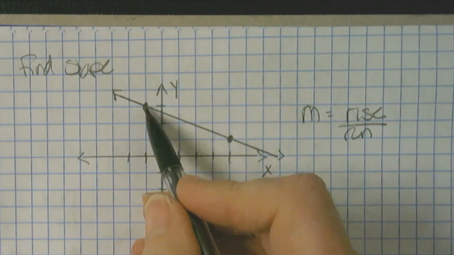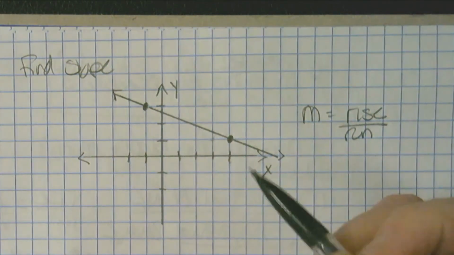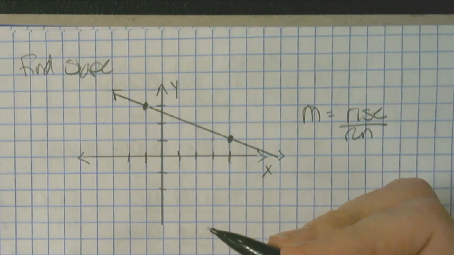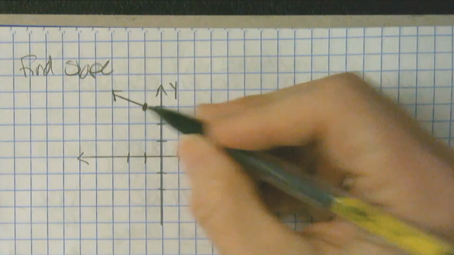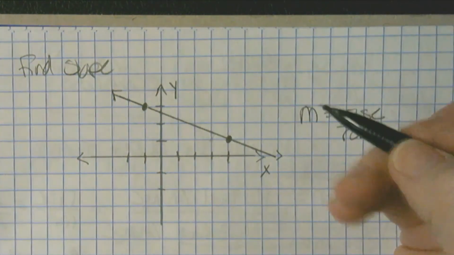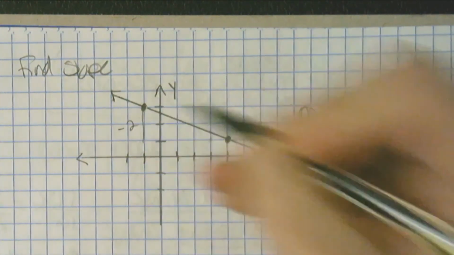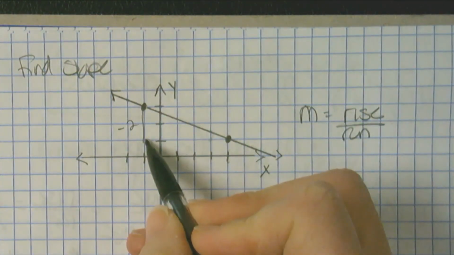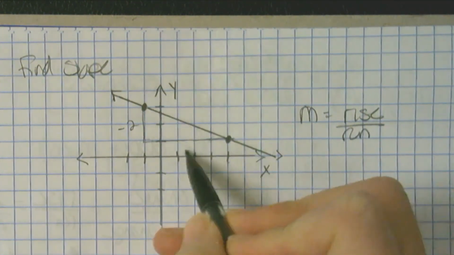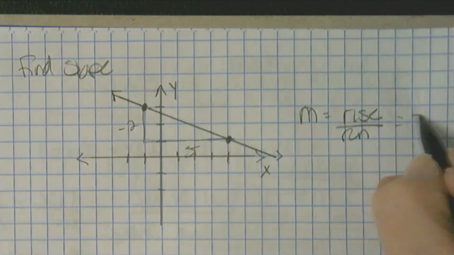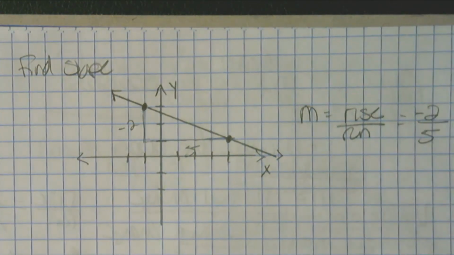So if I start with my left point, what's my rise? If I start with this left point, I want to go to my right point. What's my rise? Jacob? Yep, I'm going down 2, so there's my -2. And then what? So I'm going this way 5. So my slope is -2 over 5.